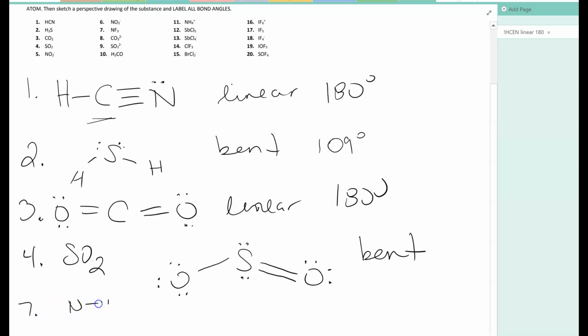And then NF3 is straightforward. You have nitrogen with 3 fluorines bonded to it. And then there's a lone pair on the nitrogen, and the fluorines have their own lone pairs. And since this is 4 domains, but in this case it's not tetrahedral because of the lone pair here, the lone pair causes it to become trigonal pyramidal.